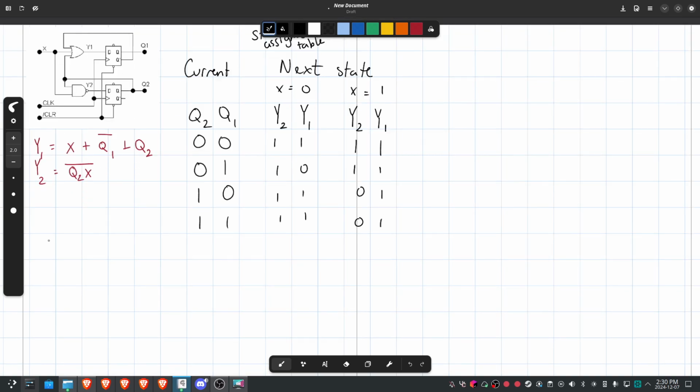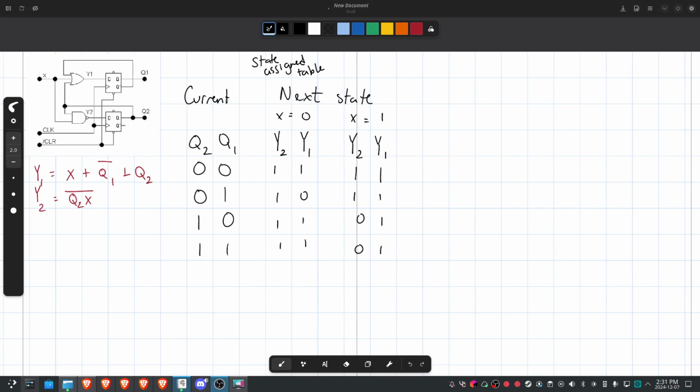All right. So now let's do the state table. State table is very similar to state assigned table. However, instead of putting it in binary, we assign each one of these values a state name. Usually, it becomes S0, S1, S2, S3. And just to make things even easier, these numbers here are just a binary equivalent. So 0, 0, 0, 1, 1, 0, and 1, 1. These don't line up. Oopsies.